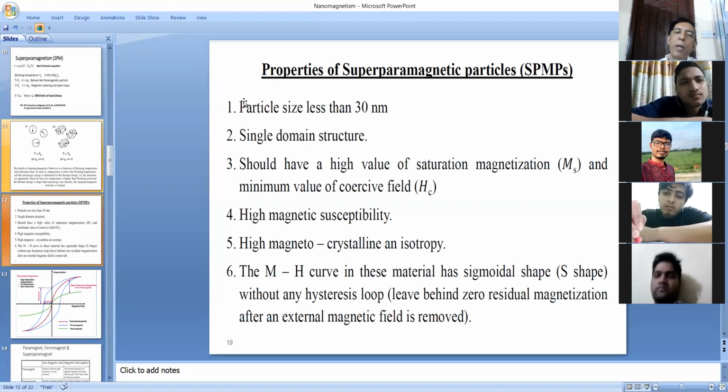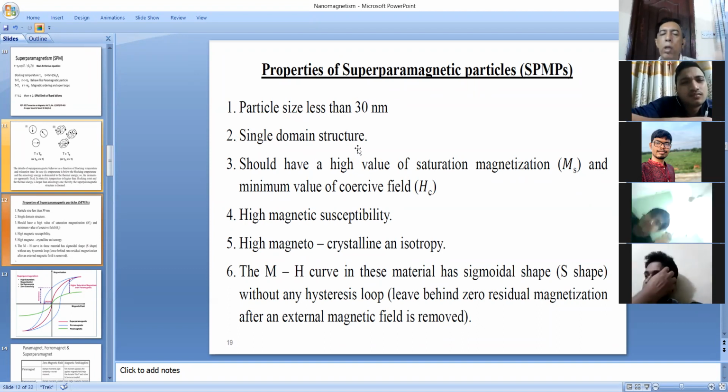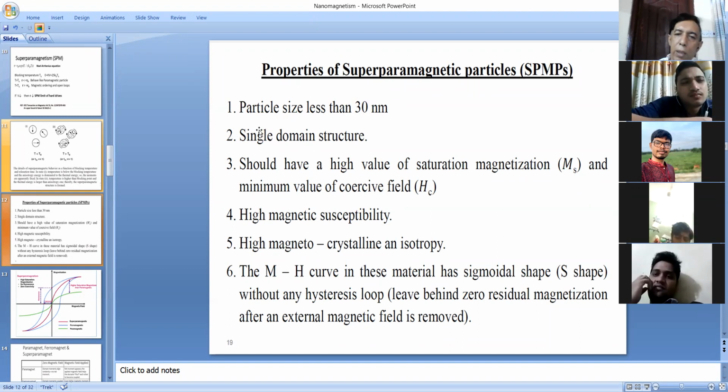The superparamagnetic particles must have particle size less than 30 nanometer. It has single domain structure, I showed you just now. It should have high value of saturation magnetization and minimum value of coercive field. I'm coming to this point just after explaining this. I'm coming to number 3 and number 6.